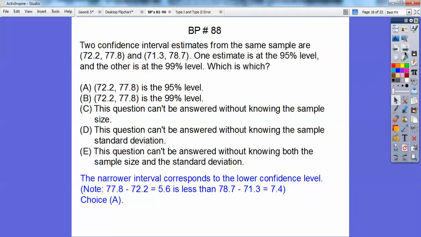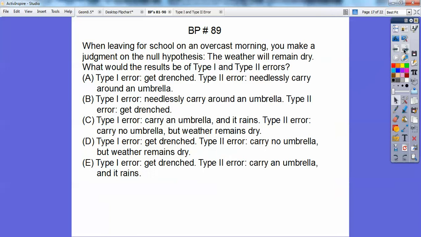So I get choice A on this one, because this is my smaller confidence interval, so it's going to get me a 95% confidence level. If I want a higher confidence level, then it's going to be a bigger interval right there. If I want less and less, it's going to make it smaller. So choice A on that one. Does that make sense? I hope so.